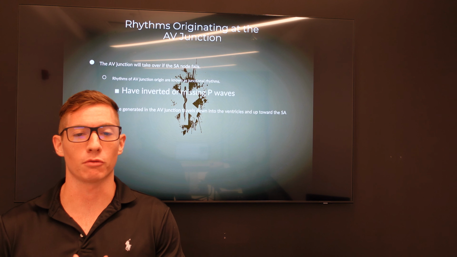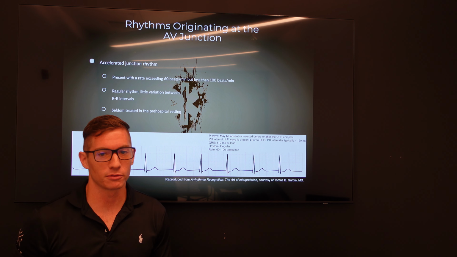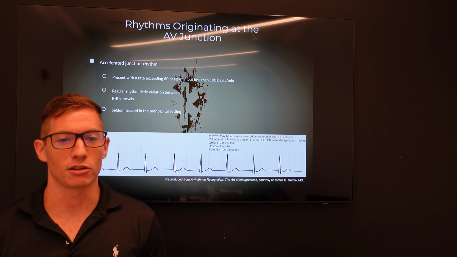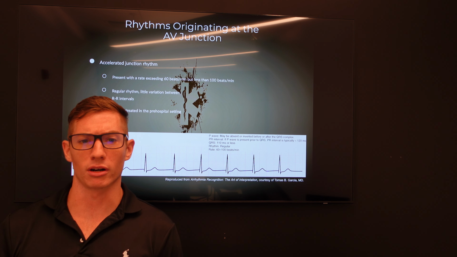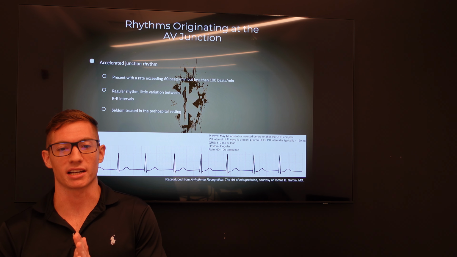Okay, so accelerated junctional rhythm is present with a rate exceeding 60 beats per minute, but less than 100 beats per minute. So we're not at tachycardia yet, because tachycardia is over 100 beats per minute, but we're accelerating there. Regular rhythm with a little variation between the RR intervals. The P waves, if present, are inverted or upside down before or after the QRS complex. It's characterized by a PRI of less than 0.12 seconds.